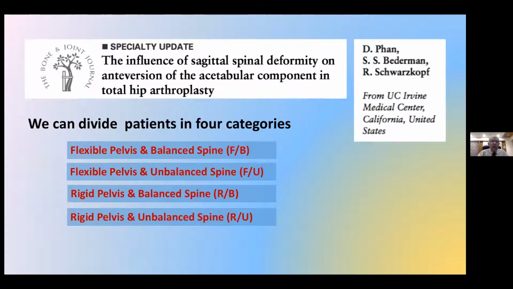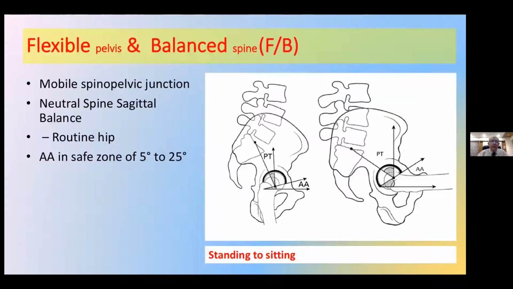And then you have these 4 categories: flexible pelvis with balanced spine, which is normal; flexible pelvis with unbalanced spine; rigid pelvis with balanced spine; or rigid pelvis with unbalanced spine. In these 4 clinical conditions, you have to find out what changes you need to make in your component placement when you do the surgery.